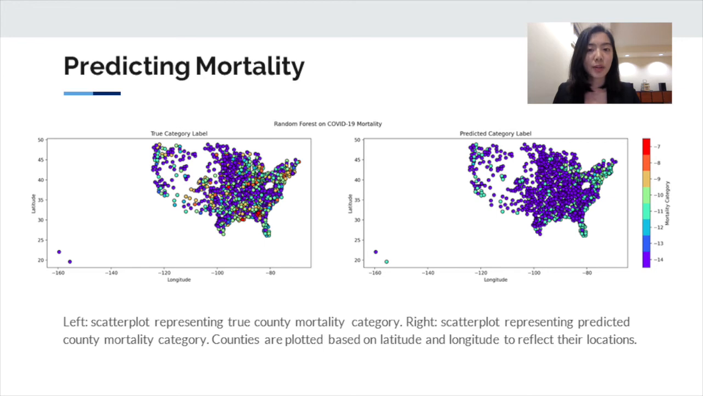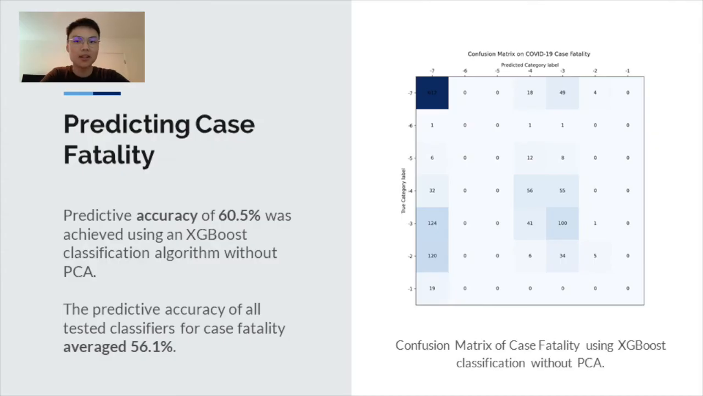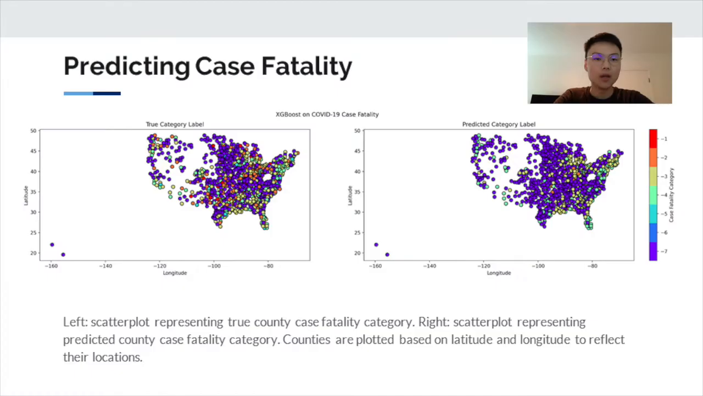However, many were also predicted to have a category of -11. In predicting case fatality, we achieved the highest accuracy of 60.5% with the XGBoost classifier. The average accuracy across all classifiers was 56.1%. The confusion matrix on screen shows exactly where the mistakes were made. In this scatter plot, we can again see true categories on the left and classifier predictions on the right by color. This also shows exactly which mistakes were made and where.